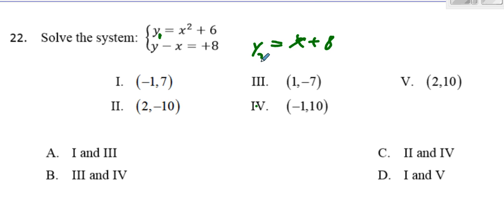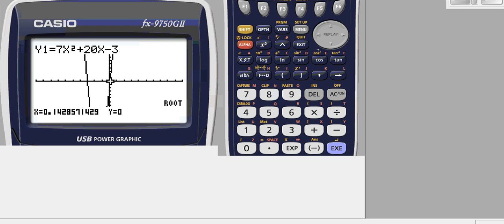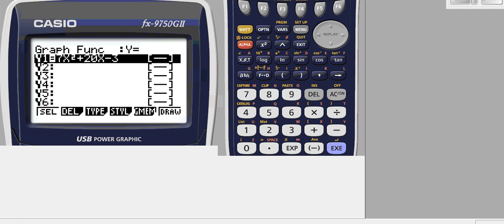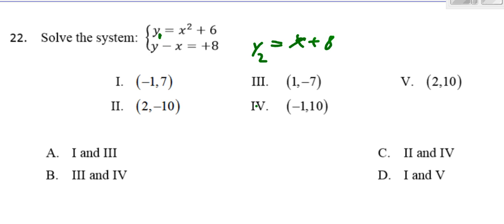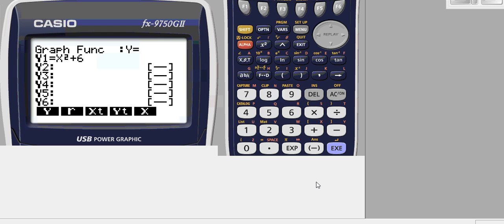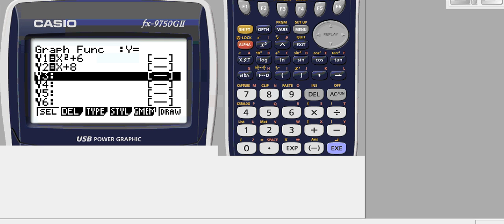And you type that in for y2. So y1 is x squared plus 6. And y2 is x plus 8. So you type them in for y1, y2. Then you draw.